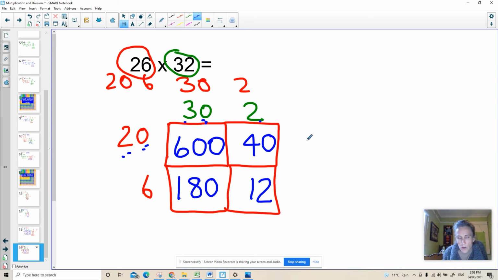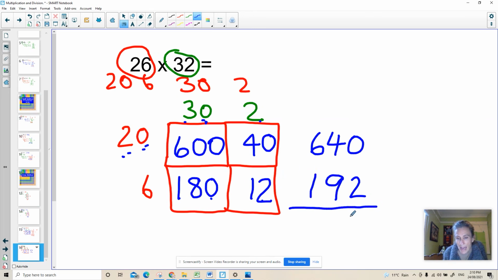Now let's add across here. 600 plus 40 is easy. It's 640. Here, 180 plus 12. Well, I can see that I can put this down. I have to use some in my head here, so I have to be pretty good at maths here. I can put the 2 because I know 2 plus 0 is 2. I know that 1 plus 8 is 9. And I've just got 100.